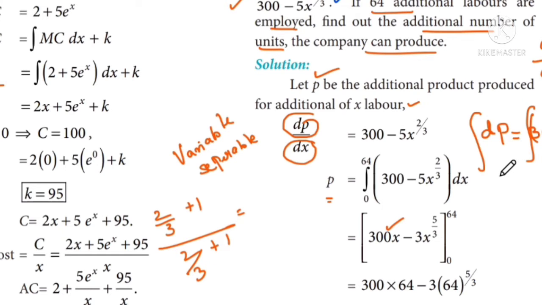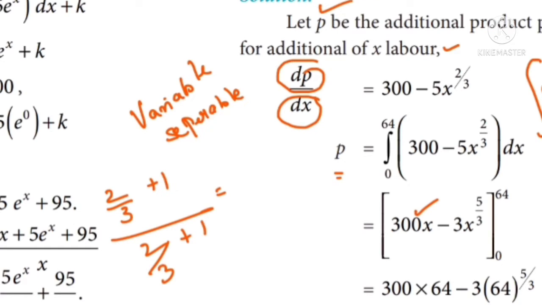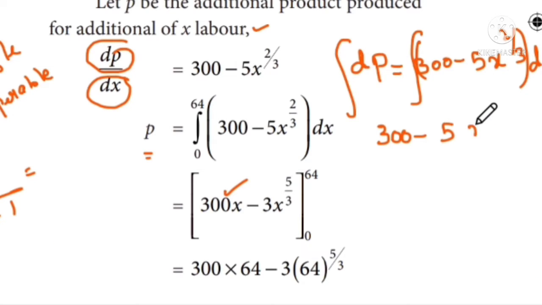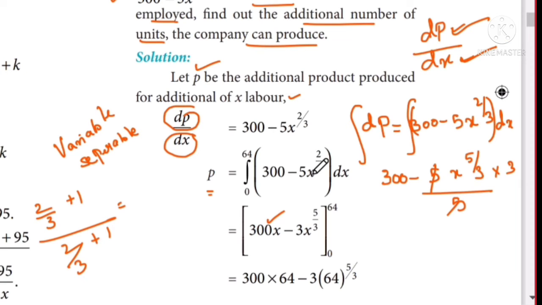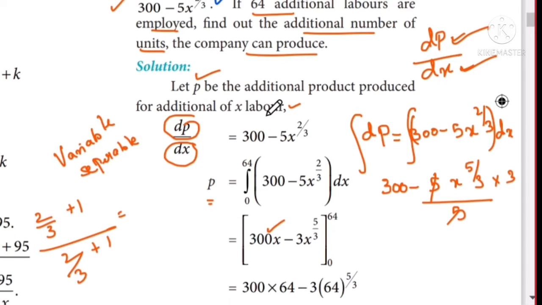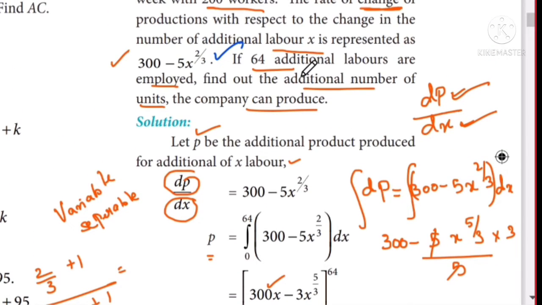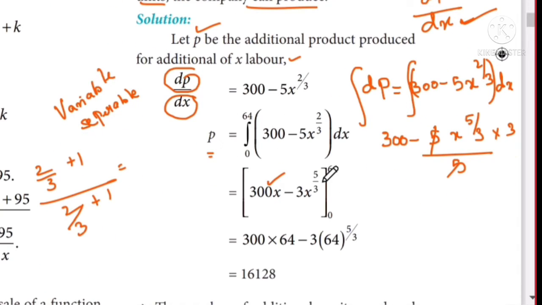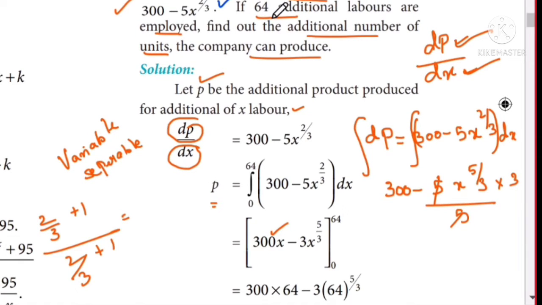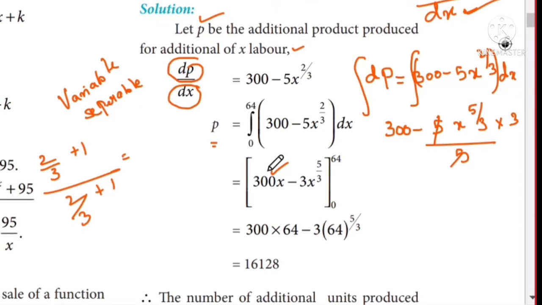So this is 300x minus 5x to the power 5 by 3 by 5 by 3. The 3 goes up. The limit is 0 to 64. 64 additional laborers are employed, so you have to integrate from 0 to 64 because you are going to find for the 64. Now substitute x is 64: 300 into 64 minus 3 into 64 to the power 5 by 3.